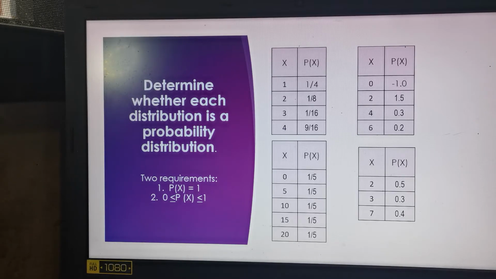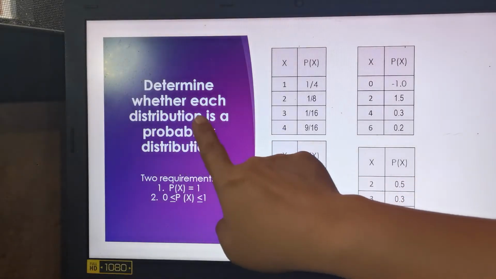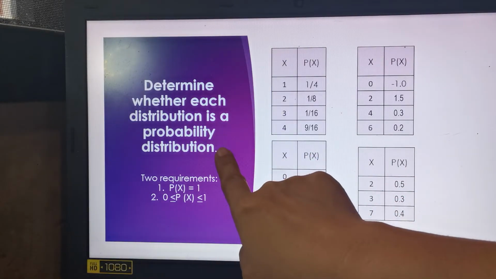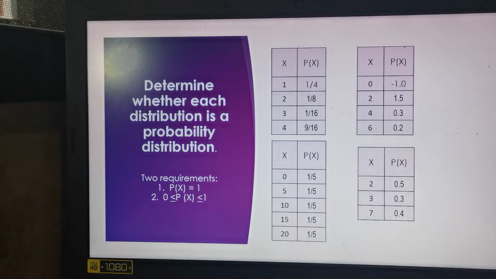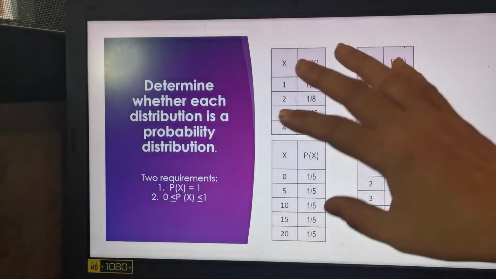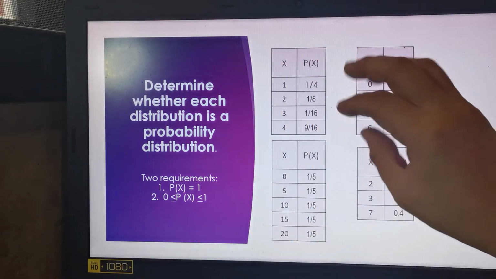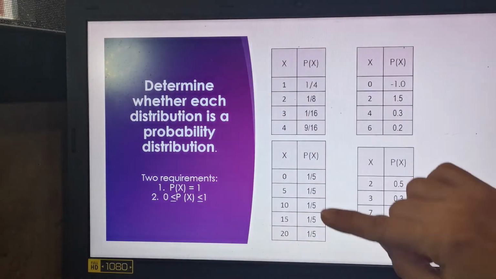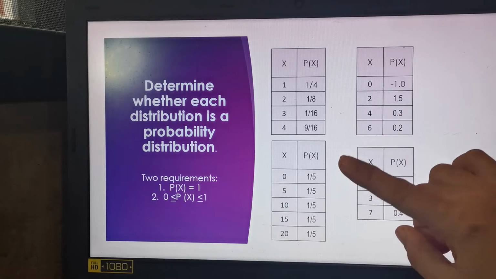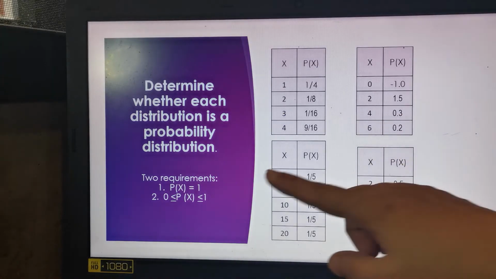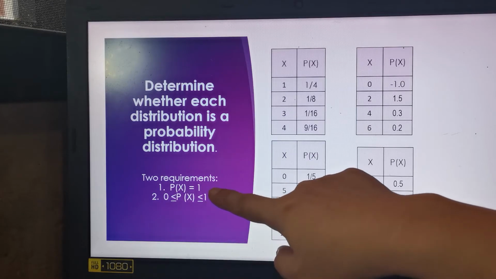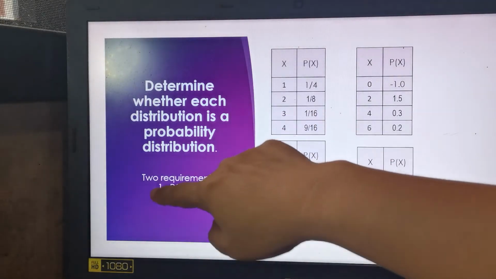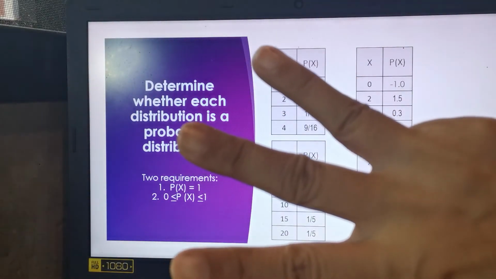Okay? And so, determine whether its distribution is a probability distribution. So, not all probability distributions are real, kapag kung minsan kailangan mong kilatisin kung tama o mali. Okay? Kung probability distribution ba siya o hindi. So, ito yung mga requirements ng probability distribution. It was already discussed to you last week, I guess. Okay, yung 3 requirements ng probability natin.